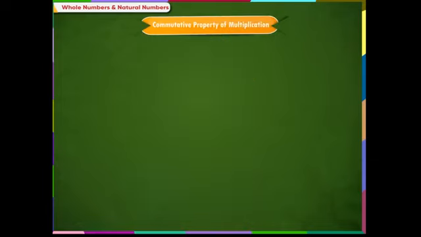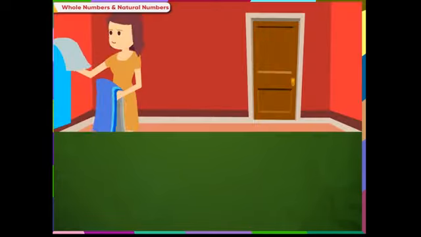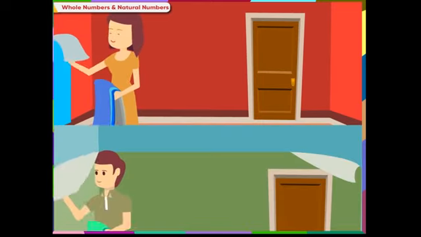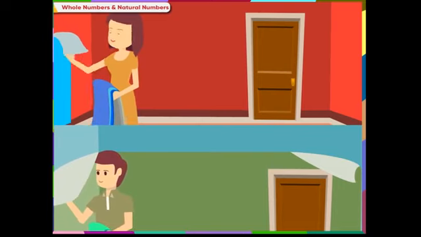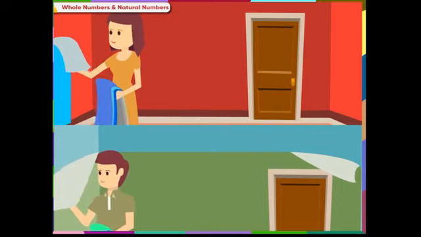Commutative property of multiplication. Prabha has put 6 blue wallpaper pieces in each of the 3 walls, and Manoj has put 3 wallpaper pieces in each of the 6 walls of the house. How many wallpaper pieces has each of them put?